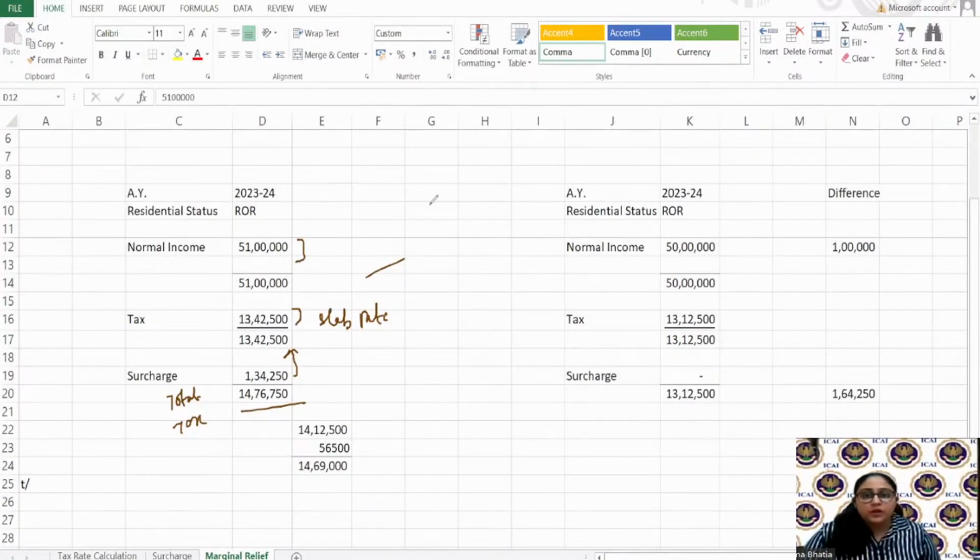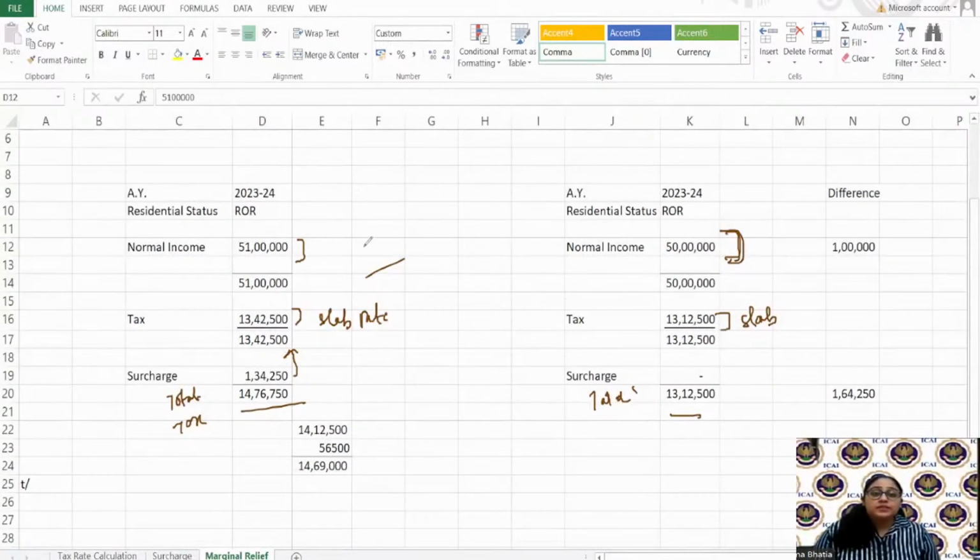Now, on the other hand, he saw, if my income would have been 50 lakhs, us pe tax would have been, as per slab rate, 13,12,500, right? There would have been no surcharge because surcharge is only when the income is above 50 lakh. Even if 1,000 rupees is above, surcharge would be there. But up to 50 lakhs, there is no surcharge. So he sees the total tax liability then as 13,12,500. And we have not added the cess, just comparing it after the surcharge.